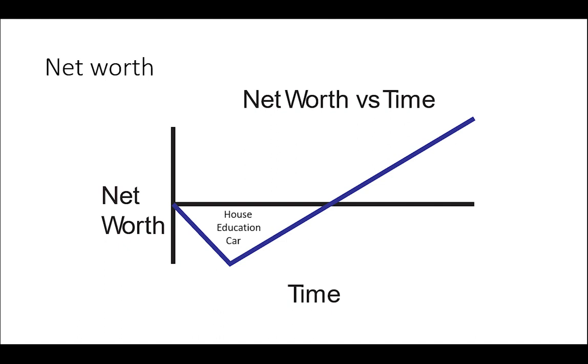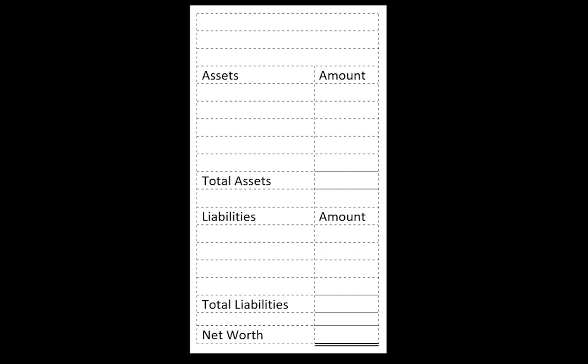So now that you have an idea of what assets and liabilities are, let's take a look at Work Together 1-1. So here's our net worth table. As you can see, we have lots of blanks. We have the assets and the amount. Lower down, we have the total assets, the amounts, the liabilities, the amounts, finally the total liabilities and the amount, and finally our net worth.